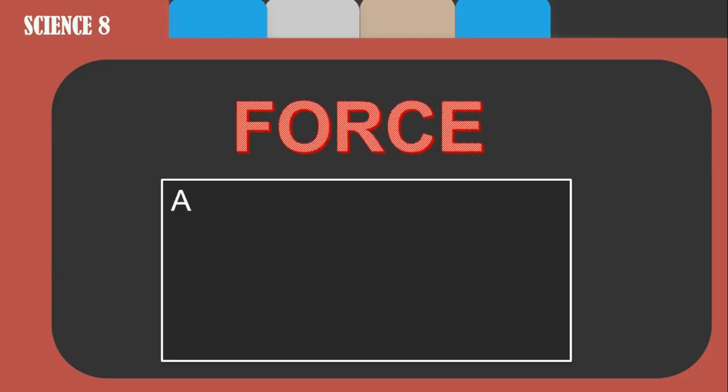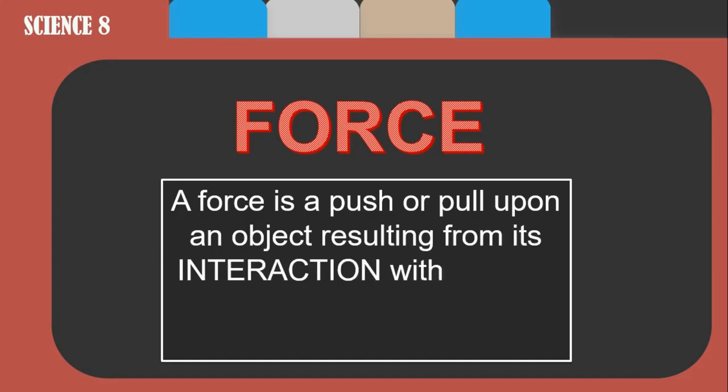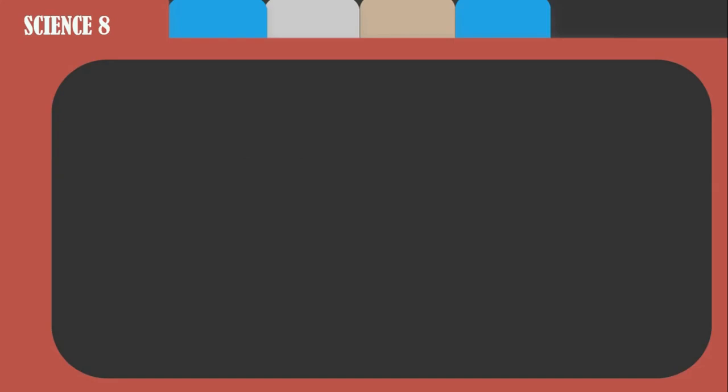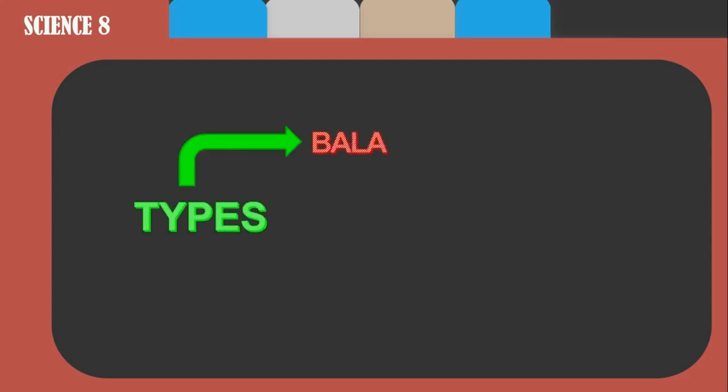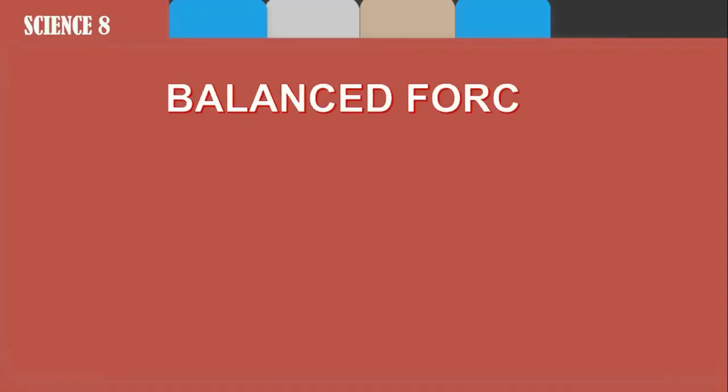It states that force is a push or pull upon an object resulting from its interaction with another object, and it is measured in newtons. There are two types of forces: the balanced forces and unbalanced forces. But how do balanced and unbalanced forces differ? Let us first talk about the first type of force, which is the balanced forces.